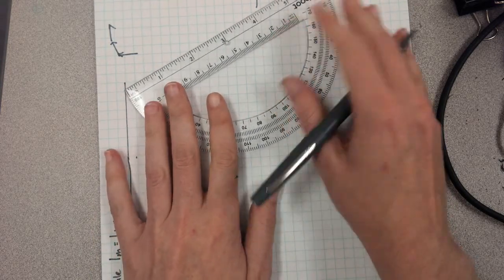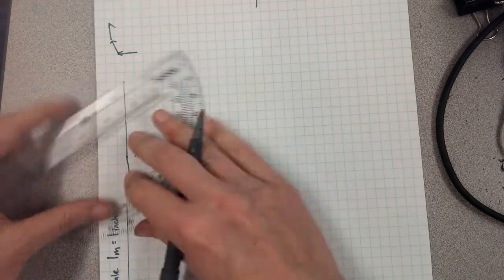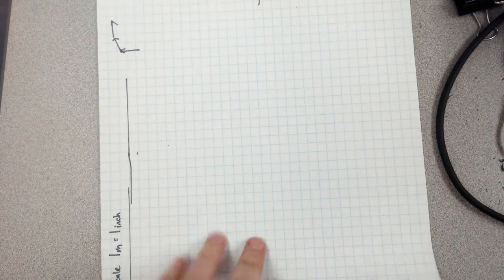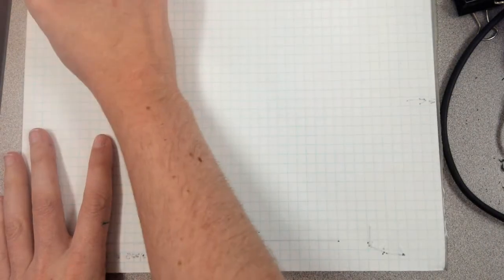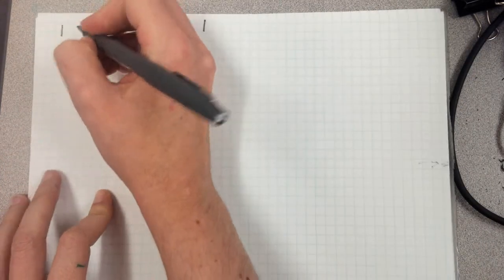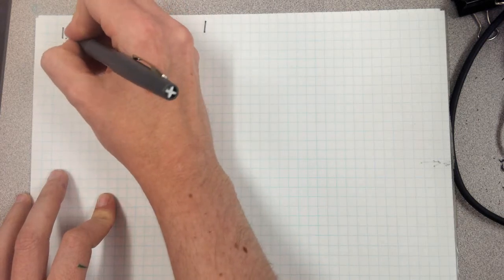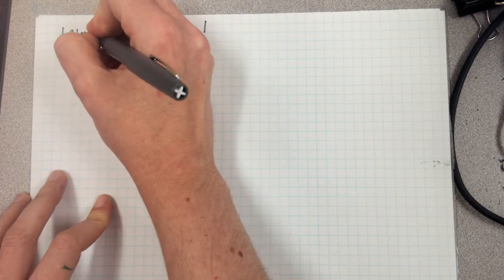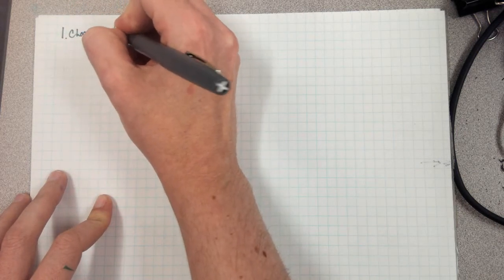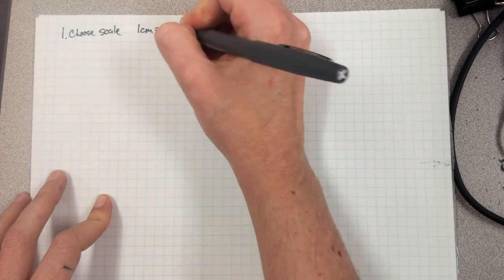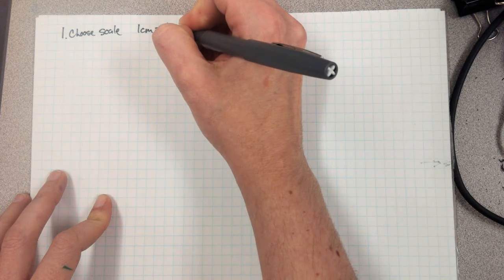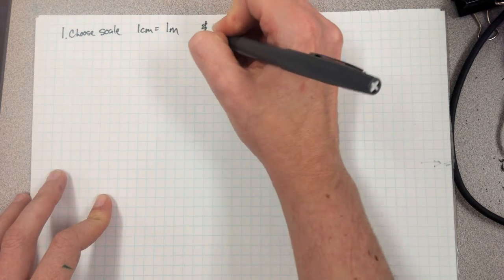And then, actually, never mind. I'm going to go ahead and use centimeters. Change my mind. So choose scale. 1 centimeter equals 1 meter. Do it that way.